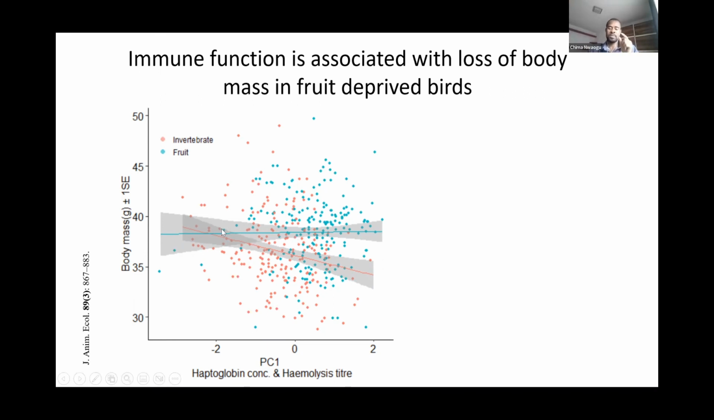But then if you look at the birds that were fed on invertebrates that were in poorer condition, anytime they increase the immune function, you're likely to see a decrease in body mass. And this is likely because the muscle tissues are broken down to produce acute phase proteins when resources are not sufficient. So under low resource conditions, when you have a resource constraint, it is likely that you see a clear trade-off between immune function and other processes.